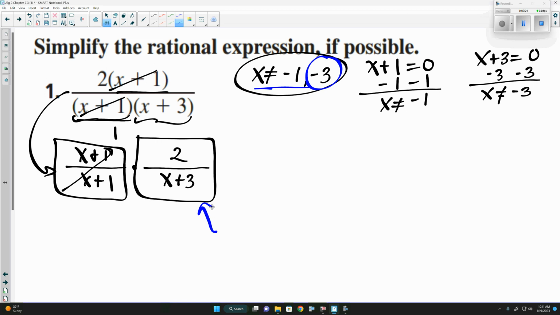Does that make sense? I'm of the notion that, no, I want to list all the restrictions, even if they are still contained in my final expression or final answer. I still want to put them down because they're still restrictions, even if they're still visible here in the function.